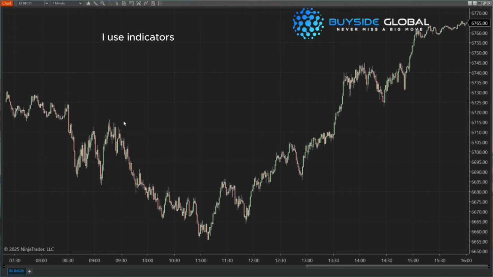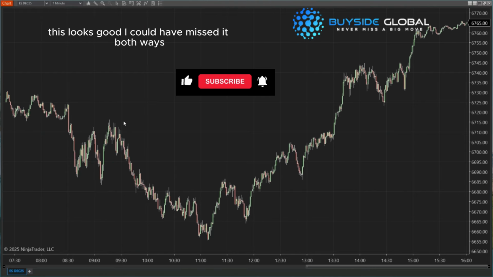Now I use indicators and automated tools, but still I have the core knowledge on how to find the perfect demand zones and supply zones. That way, even if the indicator is showing something different, I'll be able to make my own decision. Oh, I can ignore this. That does not look right. Oh, this looks good, I could have missed it. Both ways I can see.